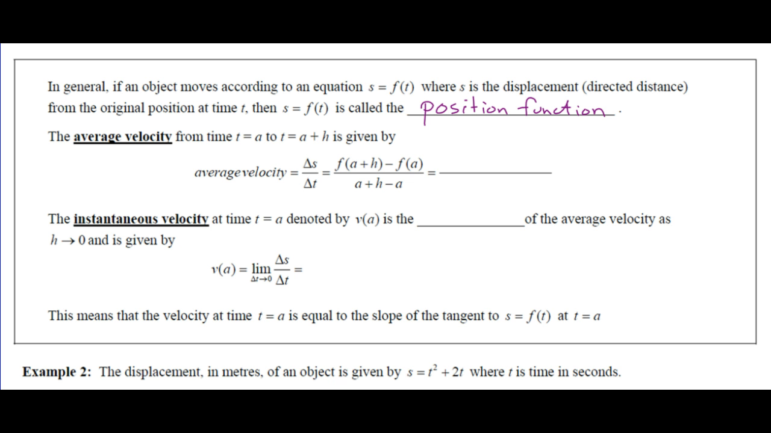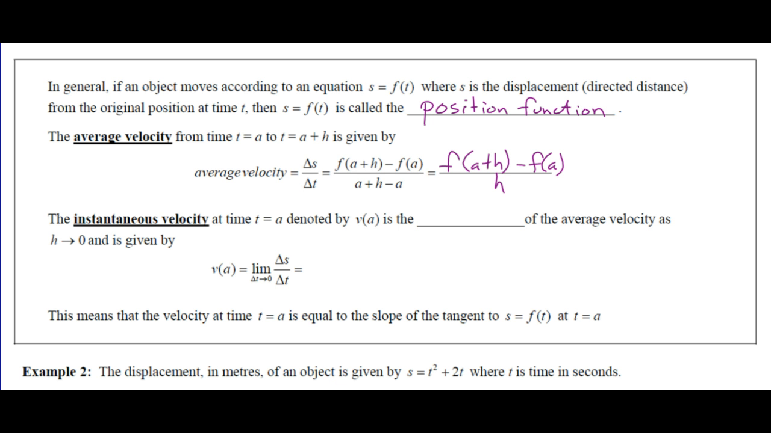The average velocity from time t equals a to t equals a plus h is given by, average velocity is the change in displacement over the change in time, is f of a plus h minus f of a over a plus h minus a, which simplifies to f of a plus h minus f of a over h, right? And that's an average velocity.